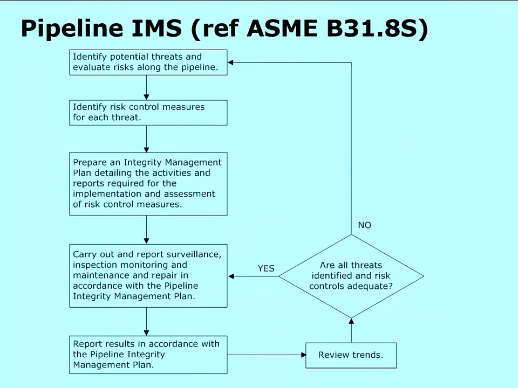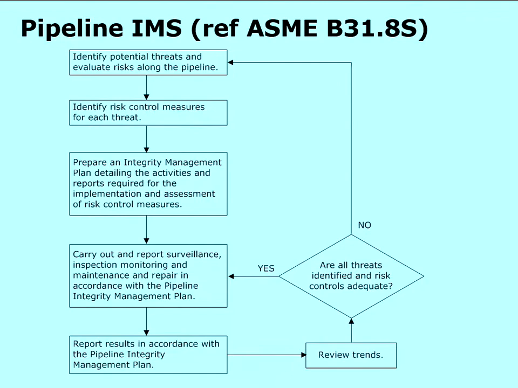You compare those with the level of integrity you think you're actually controlling. To do that, you've got to review trends. So if you've got a process in place to control corrosion, you've got to look at your corrosion records and decide, are you controlling corrosion or are you not controlling corrosion? If everything's adequate, then you just keep going around that cycle.